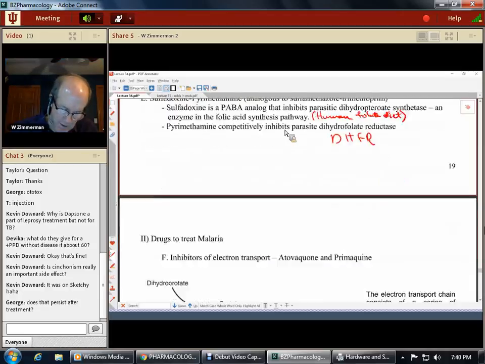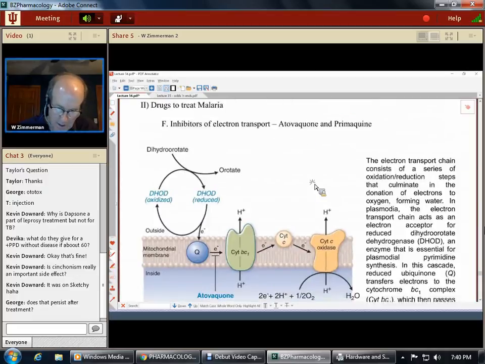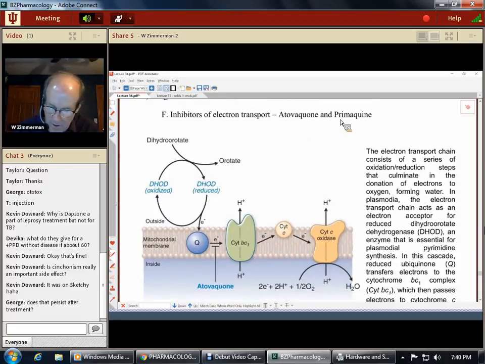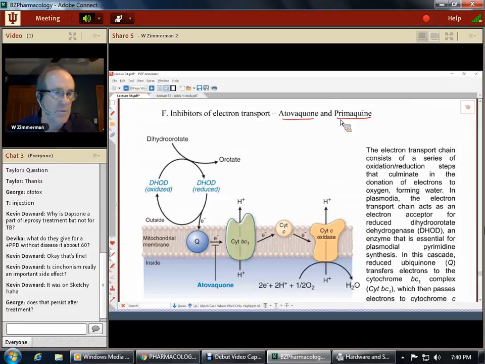So, the atovaquone and primaquine. Let's see. When you see quone, you can think of quinone and electron transport chain. And let's see, primaquine is actually a prodrug, and it'll get converted to quinone.